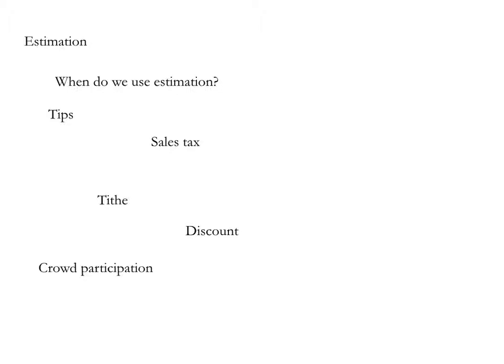Next, we want to look at a term called estimation. Estimation basically just means we're estimating, not giving an exact number. When do we use estimation? We use it when we're figuring out tips, when we're calculating sales tax, when we're tithing, when we're looking at discounts on merchandise or things we're purchasing, or maybe calculating crowd participation. So any time where an exact number doesn't matter, but we need to get close, we use estimation.